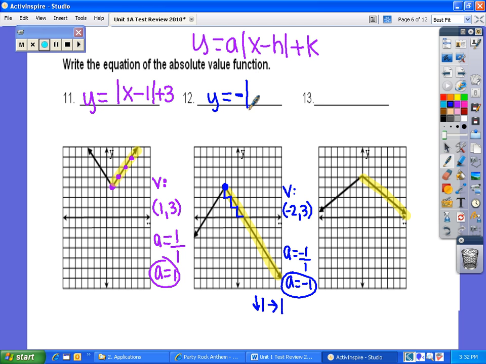And then I do x minus -2. Well, a minus negative, so really it looks like this. When you have two negatives together, it becomes a plus. That's why we put the plus inside the bracket. And then plus k, which is plus 3. Okay. All right, last one.